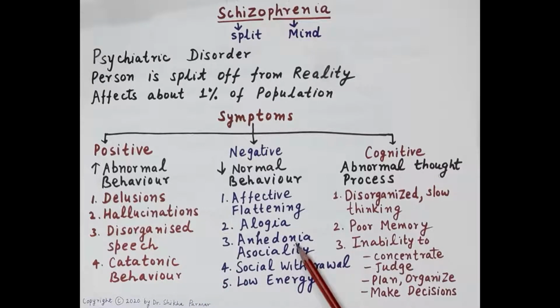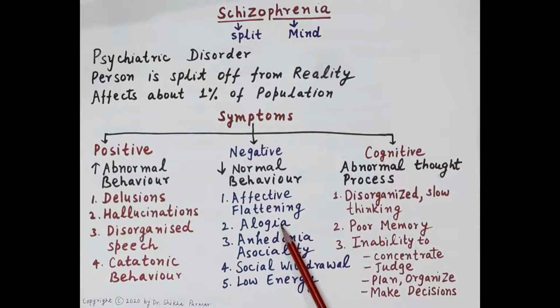Now, coming to the negative symptoms. Now, negative symptoms are the absence of or diminished normal behavior. So, there is reduced normal behavior, or there is complete absence of normal behavior. Now, under the negative symptoms, we have affective flattening. This refers to blank and restricted facial expressions, flat voices. There is no voice modulation.